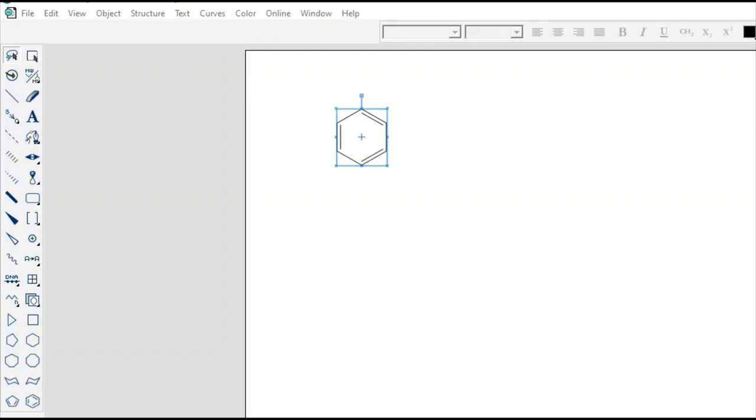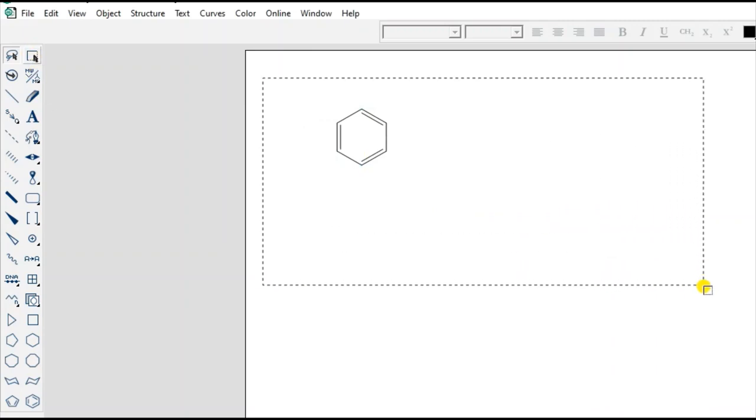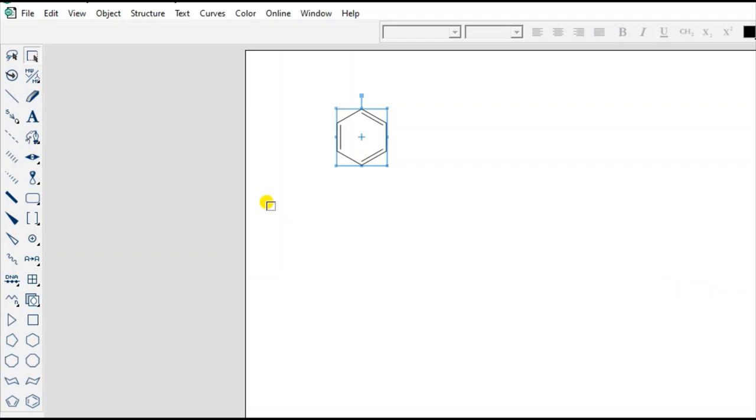Next, I will tell all the functions of the tools of ChemDraw. On the left side, you are watching several tools of ChemDraw. So I will tell the function of all these tools one by one. The first tool is Marquee. Marquee is used to select a structure or many structures rectangularly or in a regular way.